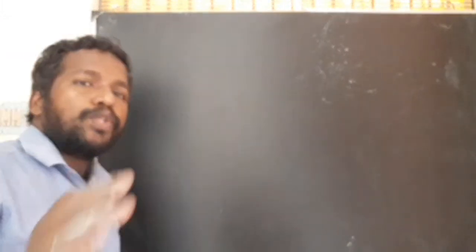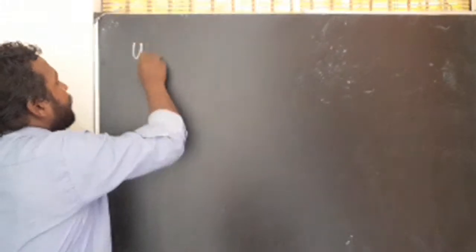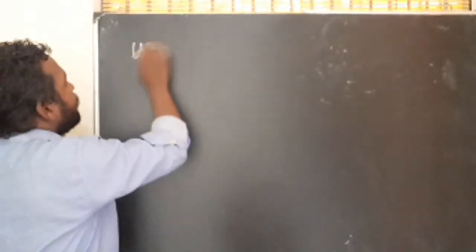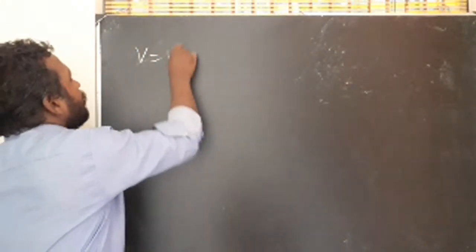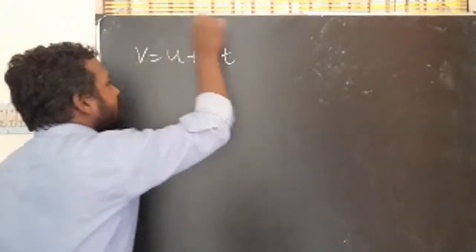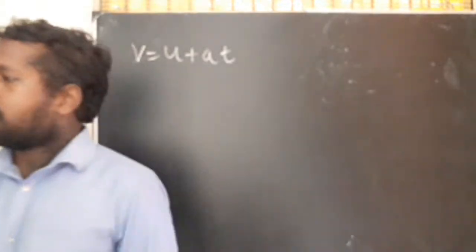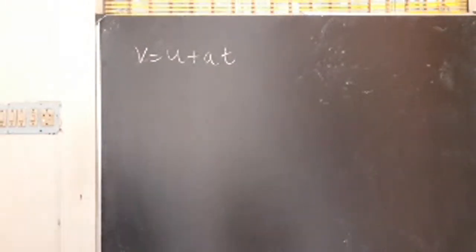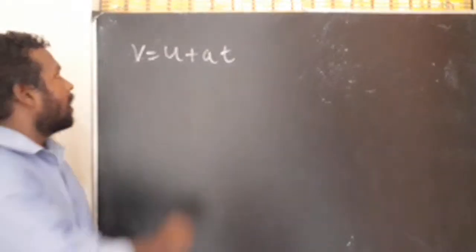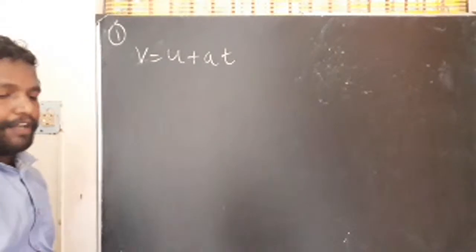We'll be checking the equation. The first use is to identify whether an equation is correct or not. So we'll take the equation of motion, v is equal to u plus at. Now we are doing it with the use of the dimensional formula, to find the homogeneity of the equation.